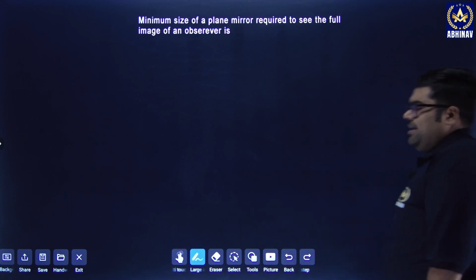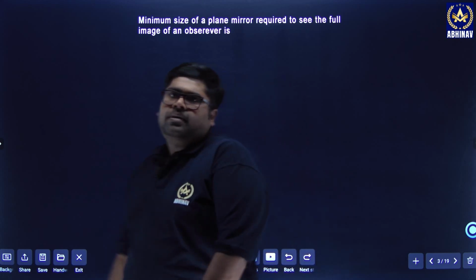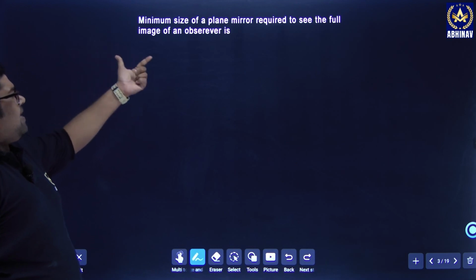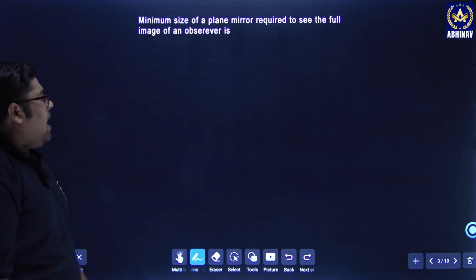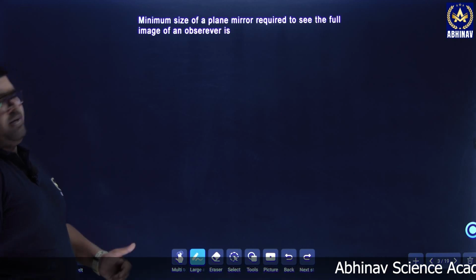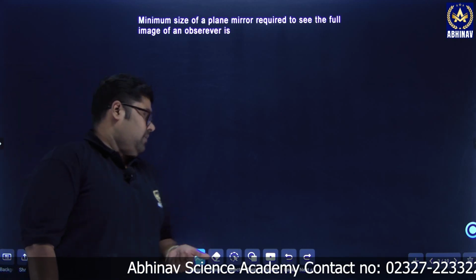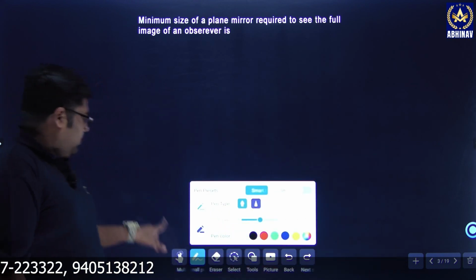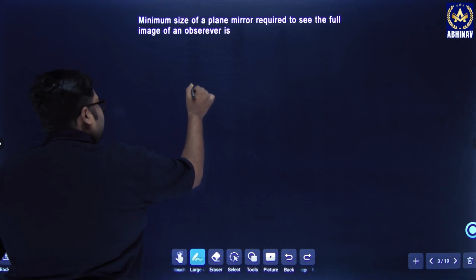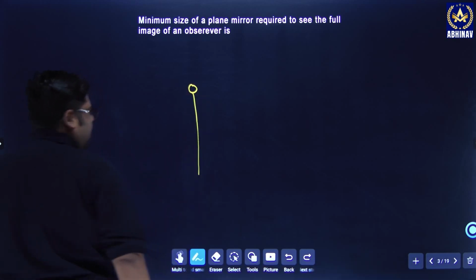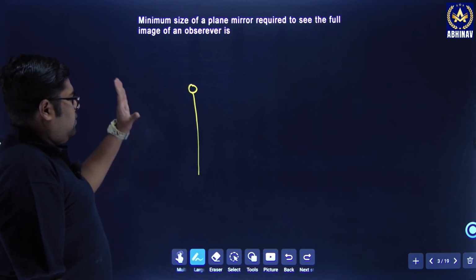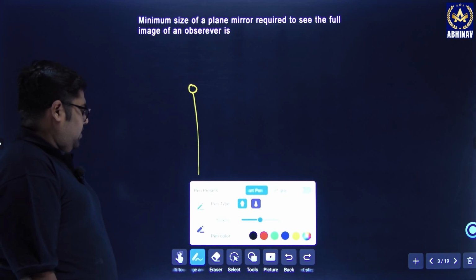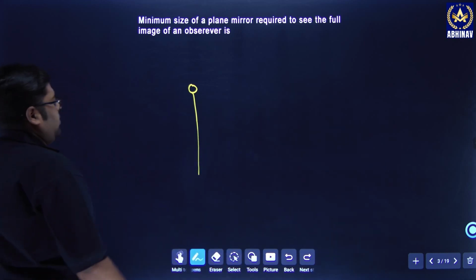Now, the next interesting concept, as you can see here: minimum size of a plane mirror required to see the full image of an observer is... So let's draw a diagram here. Suppose that this is a handsome person and he wants to see his full image in a mirror. So what should be the length of the mirror? What can be the minimum length of the mirror?